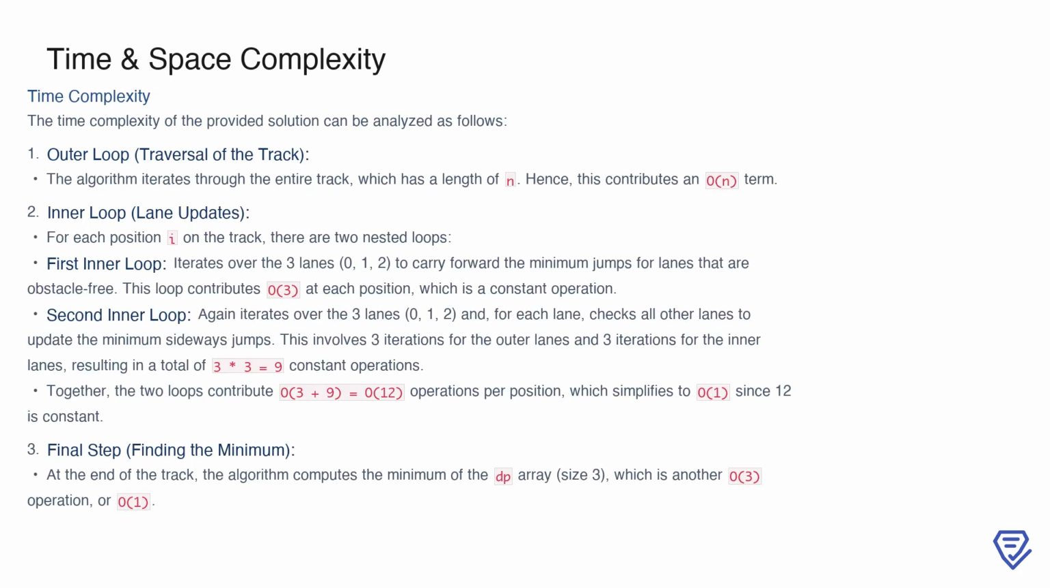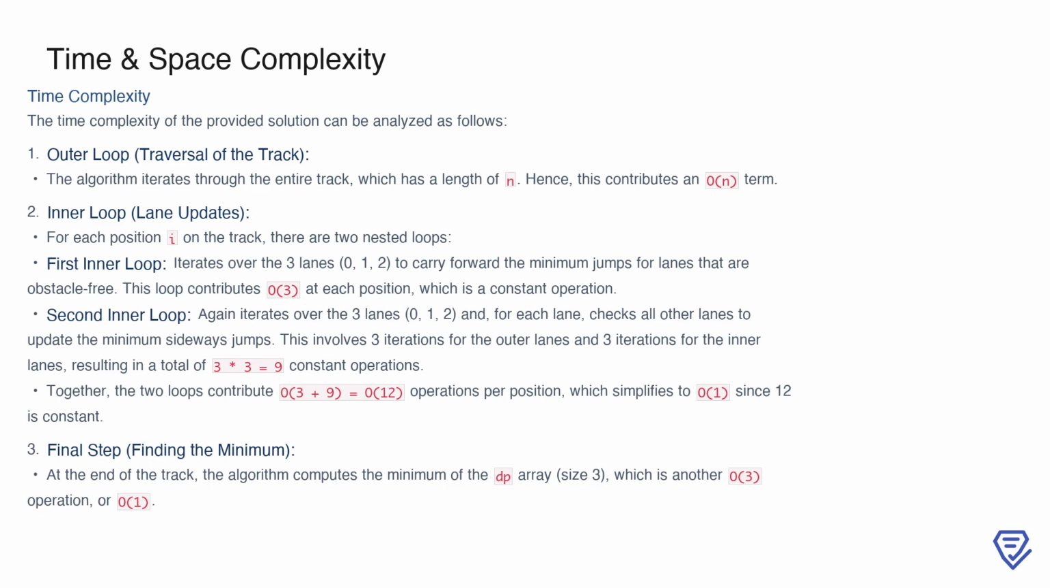Here, we analyze the time complexity of the solution. First, the outer loop iterates through the entire track, which has a length of n. This contributes an O(n) term, as the loop runs once for each position on the track. Next, within each iteration of the outer loop, there are two nested loops. The first inner loop iterates over the three lanes, lane 0, lane 1, and lane 2, to carry forward the minimum jumps for lanes that are obstacle-free. This loop involves 3 iterations and contributes O(3) operations, which is constant.